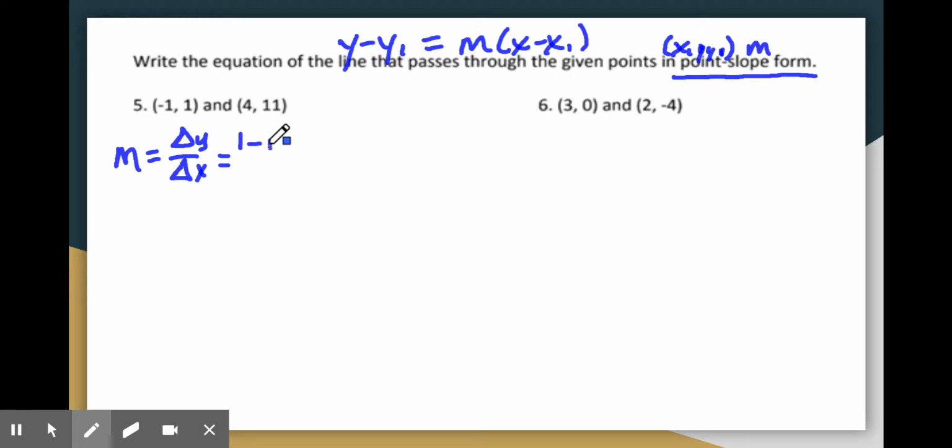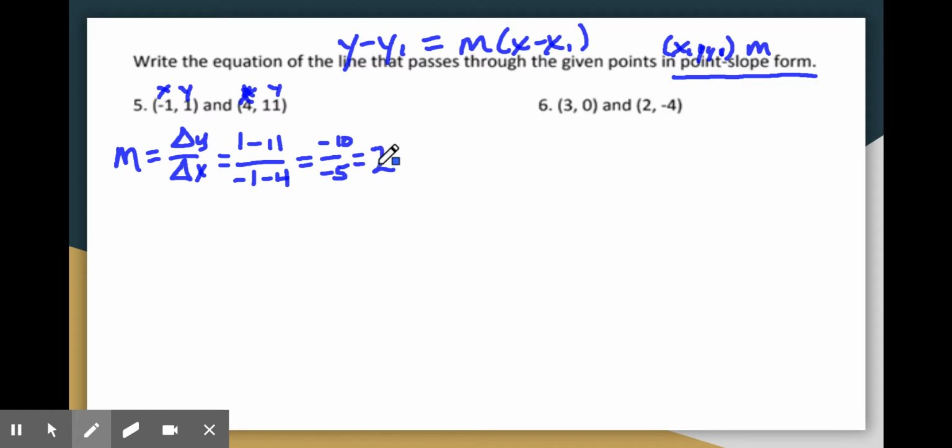We get 1 minus 11, and then negative 1 minus 4, right? Delta y over delta x. These are y's. These are x's. Okay, so we have negative 10 over negative 5, which is 2. So my slope is 2.